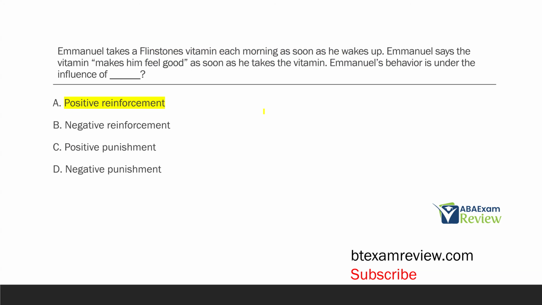And that's how we need to break down consequence questions. How does the behavior change? Does it increase or decrease? And then was the consequence added or removed? In this case, Emmanuel's behavior is under the influence of A, positive reinforcement.